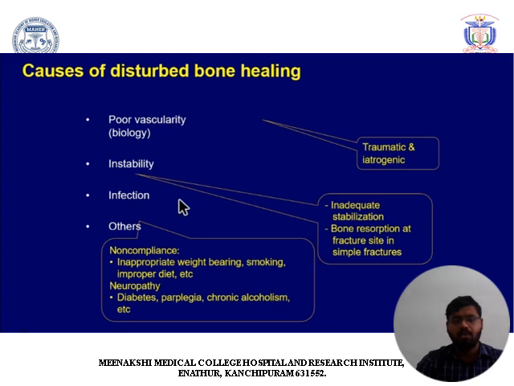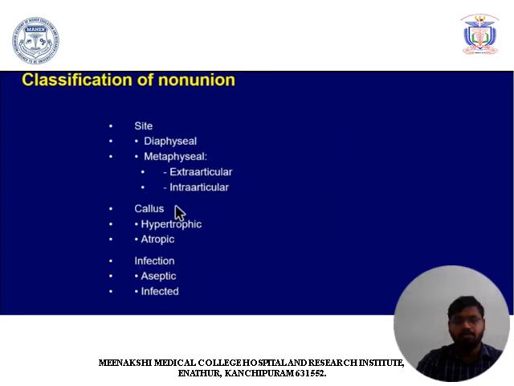This is the tabular column showing causes of disturbed bone healing. Four major things: poor vascularity, which is biological, and instability, which is instrumentation or blood supply related. Poor vascularity can be traumatic or iatrogenic. Instability can be because of previous surgery not done properly, inadequate stabilization, or bone resorption at the fracture site, even in a simple fracture. Infection is always an important cause for non-union. Other things, as I said before, are diabetes, chronic alcoholism, smoking, and inappropriate weight bearing. All these are causes for non-union.